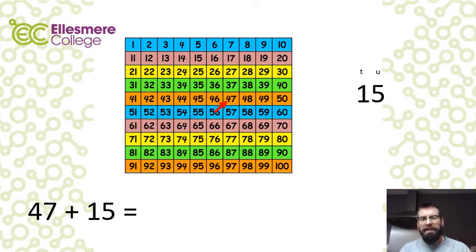Then if we look at 15, it's split into 1 ten and 5 units. Watch as we count on 5, it's going to take us over the edge of 50 and count us on the next row. You see we end up there at 52. Count down 1, we end up at 62. So 47 add 15 is 62.